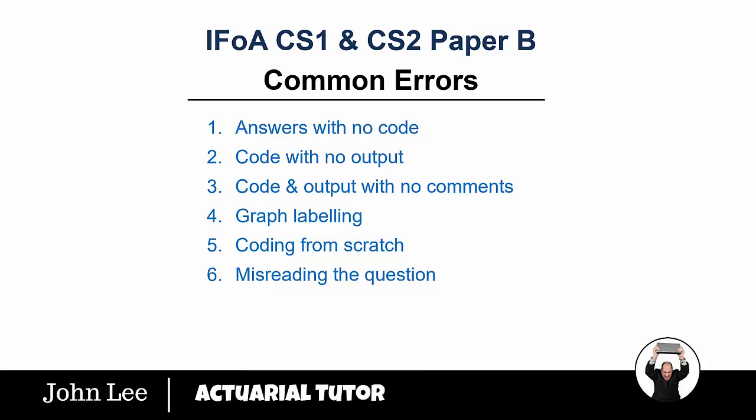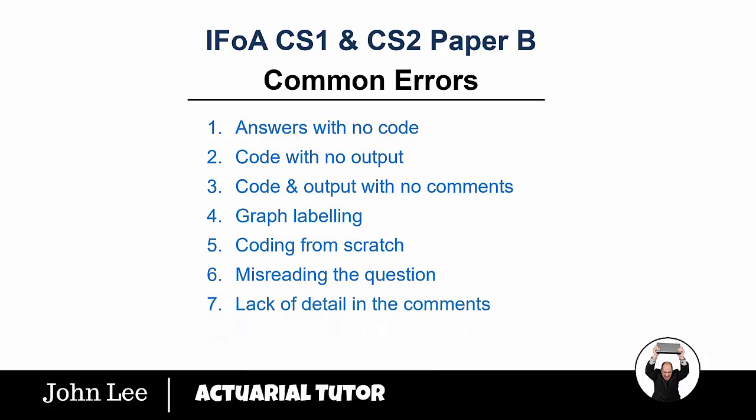Number 6, misreading the question. Too many students answer what they think the question says rather than what it actually says. An example of this was in the recent CS1 Paper B, which required students to plot residuals against the X values. However, many students saw that it was a residual plot and without reading the question properly did the standard built-in plot of residuals versus fitted values and therefore lost marks. Read the question out loud if you can and highlight any key phrases to avoid making the same mistake.